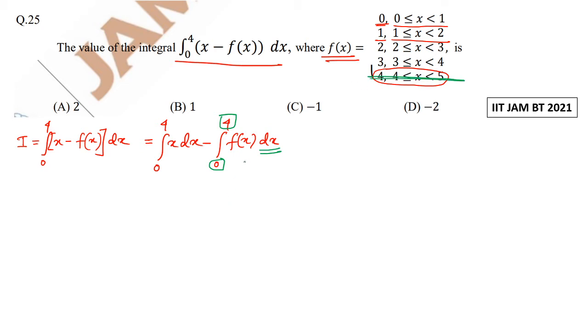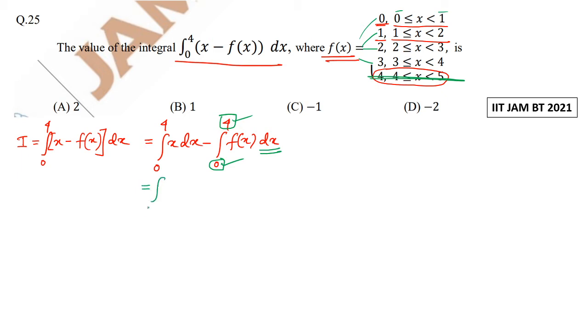Now see, since these limits are divided, from limit 0 to 1 the value of f(x) is 0, from 1 to 2 the value of f(x) is 1, from 2 to 3 it is 2, and from 3 to 4 it is 3. That means we need to divide this limit, that is 0 to 4, into 4 parts. So let us write it down.